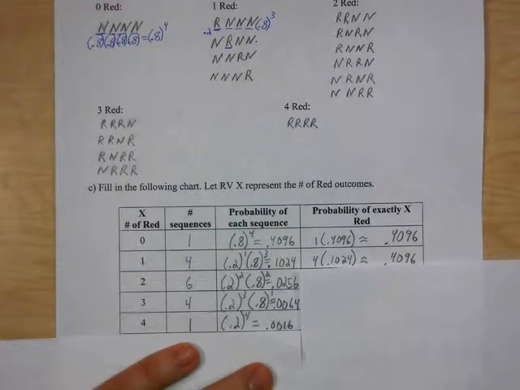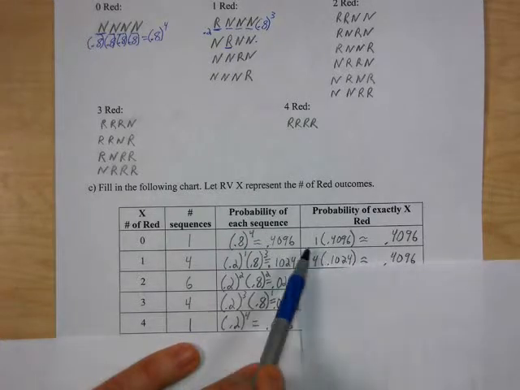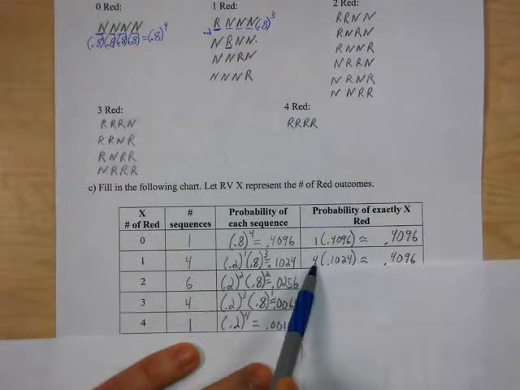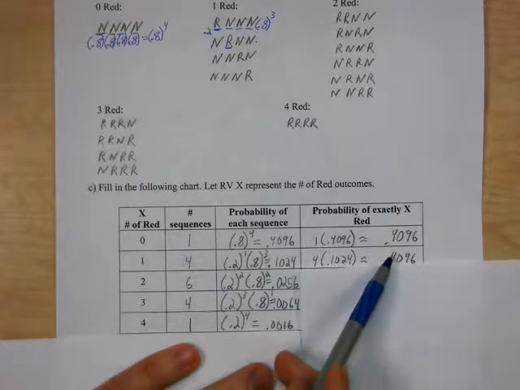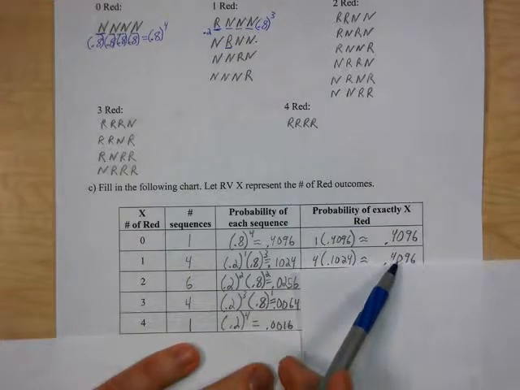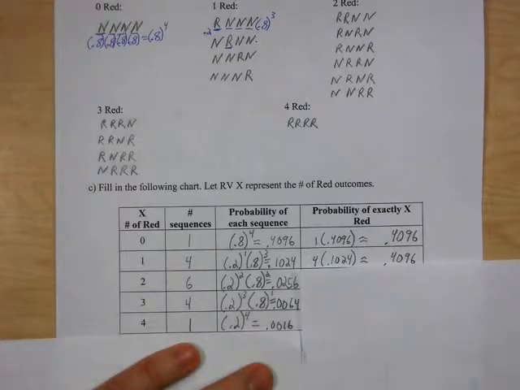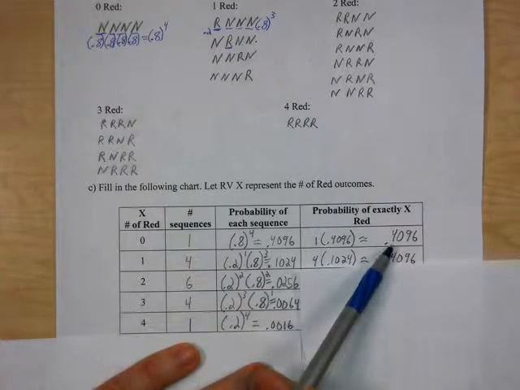So you multiply the probability of that sequence by 4 to get the probability of 1 red. I'm sorry, I just said that wrong earlier. There are 4 sequences, and the probability of each sequence is 0.1024. So basically multiply those and you get 0.4096. So the probability of 1 red is 0.4096. Now it just so happens that these work out to be the same.